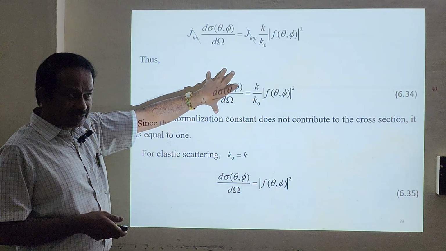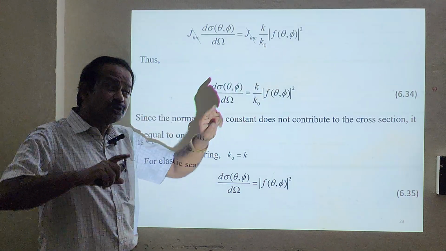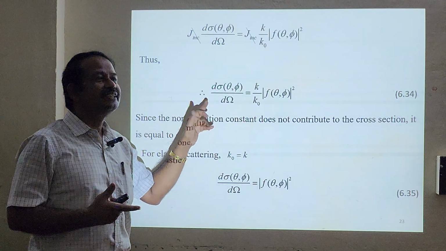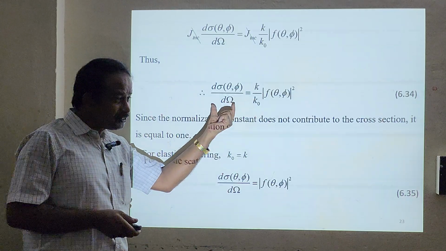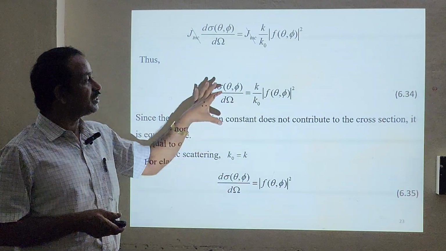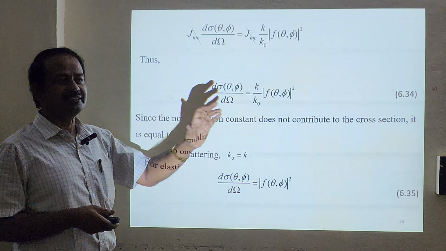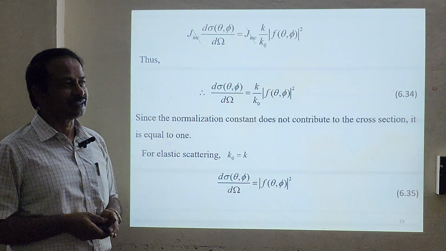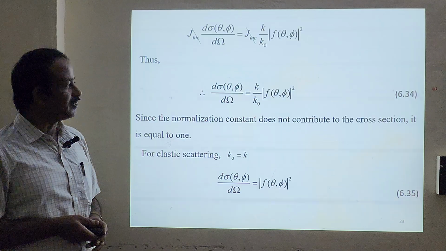So this is your differential cross section, and this will be your scattering amplitude. The square of the scattering amplitude will give you the differential cross section. This is the experimental side and this will be your theoretical side. The differential cross section can be observed easily in experiment. One can observe the experimental side, and this will be your theoretical value.